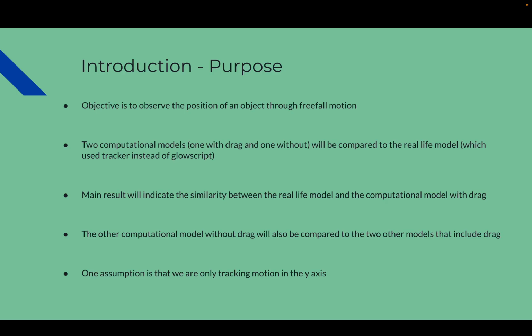So the purpose of this lab is to observe the position of an object going through freefall motion. We use two computational models, one that includes drag and one that does not have drag, and that will be compared to the real-life model, which uses Tracker instead of GlowScript. Like I said, the computational models will use the GlowScript coding application. The main result will indicate the similarity between the real-life model and the computational model with drag. The other computational model without drag will also be compared to the two other models.